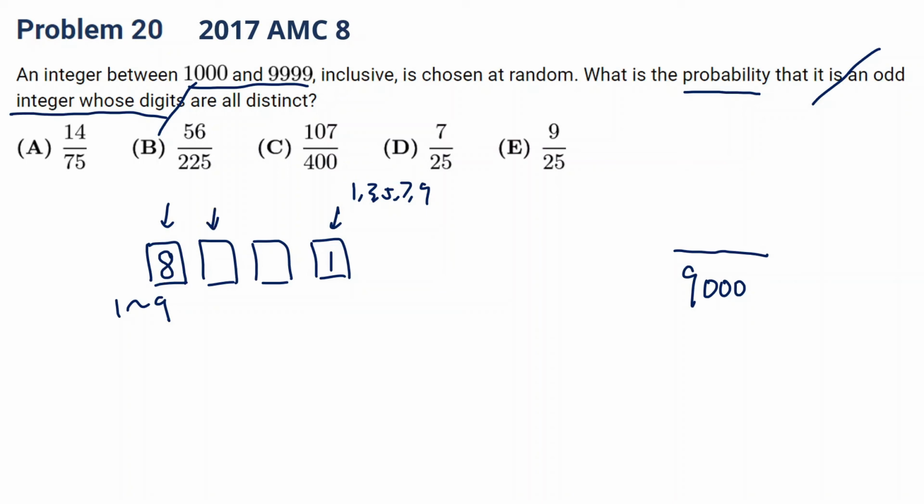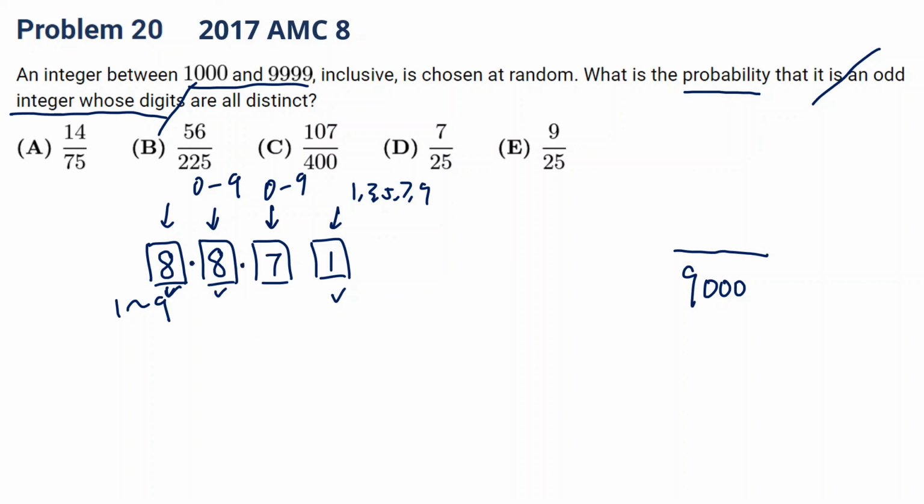Okay, now let's consider the hundredth digit. The hundredth digit, previously you can choose from 0 to 9, 10 choices, but you have to choose a number that is different from the unit digit and different from the thousand digit. Now you only have 8 choices. And lastly, we consider the tenth digit. Again, previously it can choose from 0 to 9, 10 choices. And it should be different from the thousand digit, the hundred digit, and the unit digit. So now it only leaves 7 choices.